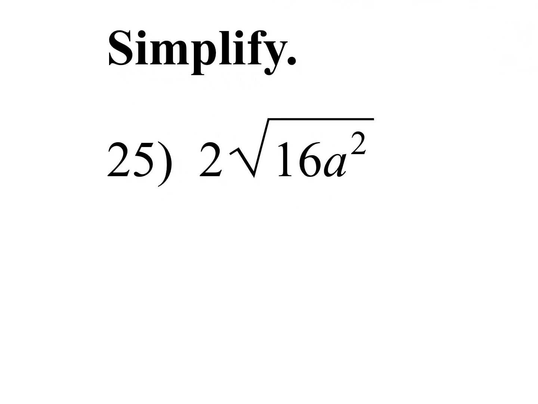So here we want to simplify our radical. What are two factors of 16? 4 and 4. I could keep going, but I'm circling groups of what here? Circling groups of 2. So what comes to the outside?